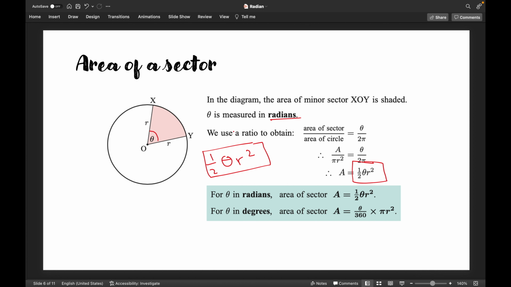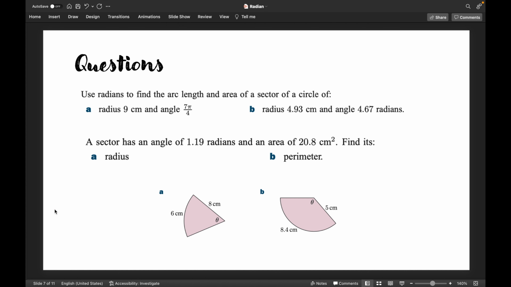We usually use radians in most of the questions, so make sure that you remember the following formulas. This is extremely important. Okay, now let's solve a few questions. Let's solve the first question.